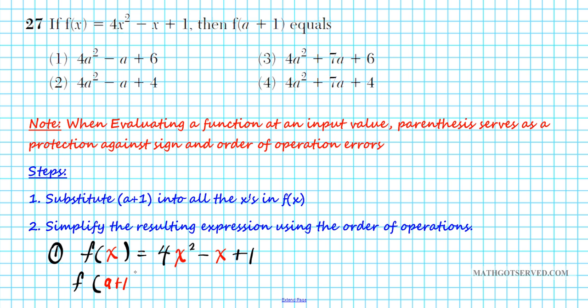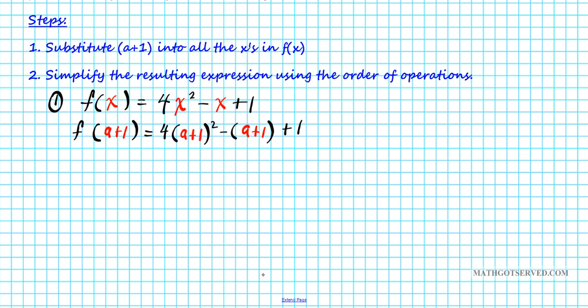This simply means wherever you have x in your function, replace it with a plus 1. We're evaluating this function at this input value. In this case, the input is an algebraic expression. So instead of x squared, we're going to have what? A plus 1 quantity squared. Minus, instead of x, we'll have a plus 1. Please note I'm making use of the parentheses here for safety reasons, to avoid making mistakes. All right, so this is step 1, where you basically substitute a plus 1 for all the x's in the function.